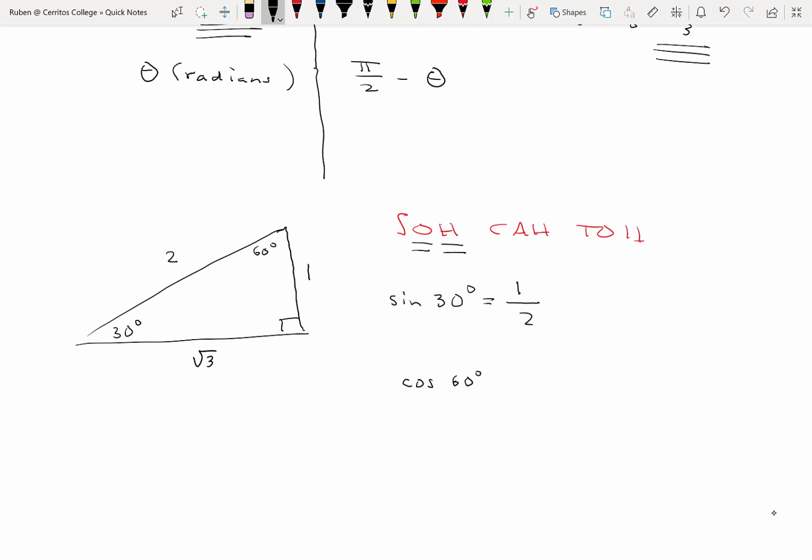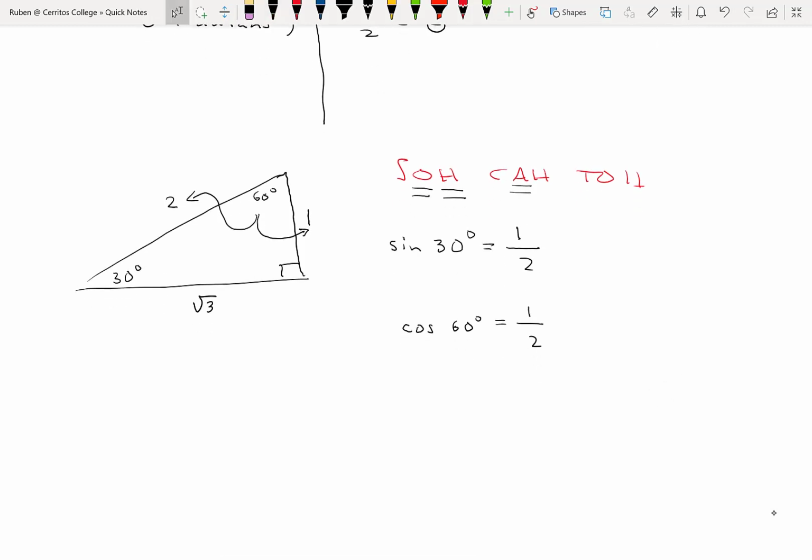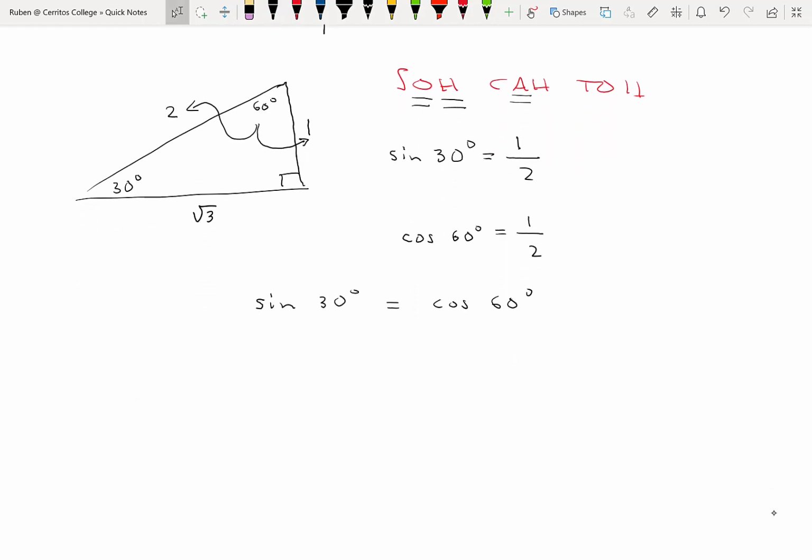Now, what is the cosine of 60 degrees? Well, the cosine is adjacent over hypotenuse. The adjacent to 60 is 1. And hypotenuse is still 2. Now, the sine of 30 is 1/2, and the cosine of 60 is 1/2. Eliminate the 1/2. The sine of 30 equals the cosine of 60. This relationship always works. Now, what do I mean by this relationship? Sine and cosine are cofunctions. 30 and 60 are complementary angles.